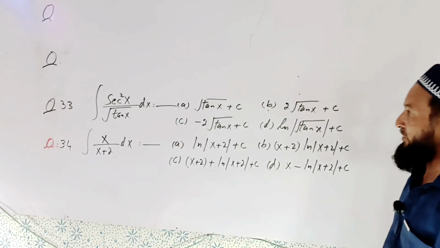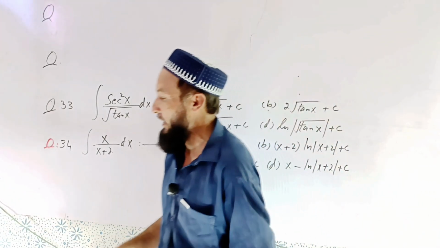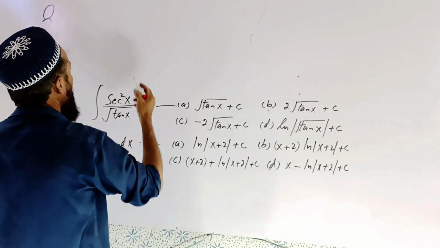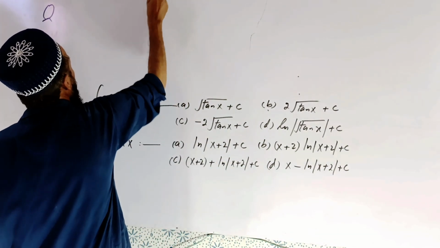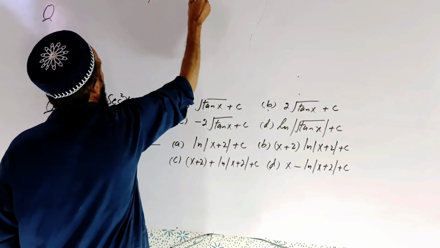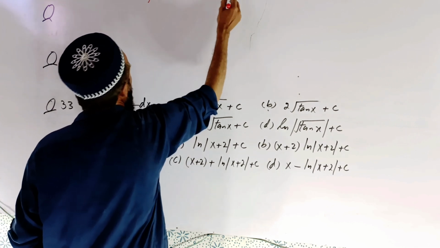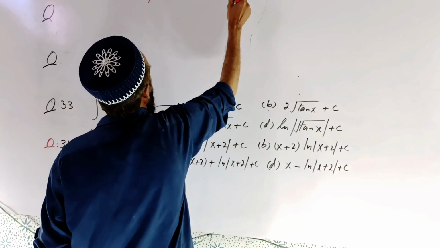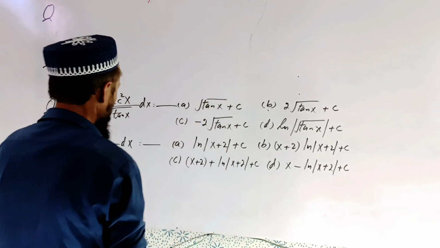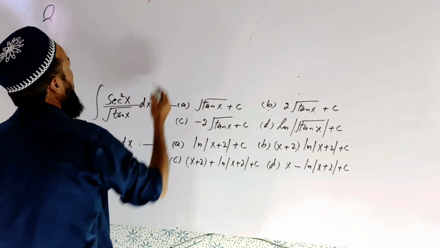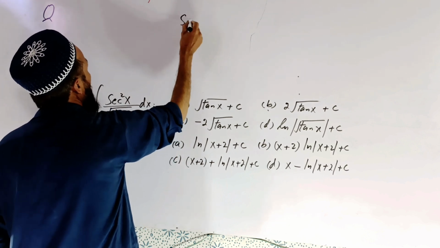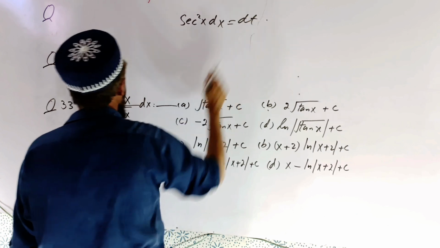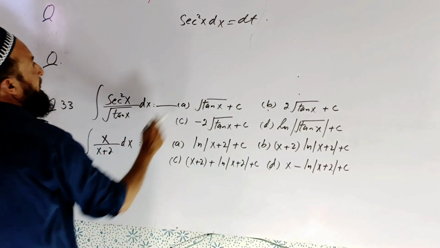Now the integral of secant square x over the square root of tangent x dx. Here we know that the derivative of tangent x is secant square x. We put the supposition: put tangent x equal to t. If we differentiate with respect to x, we can write that the derivative of tangent x, secant square x dx, is equal to dt. So secant square x dx is equal to dt.